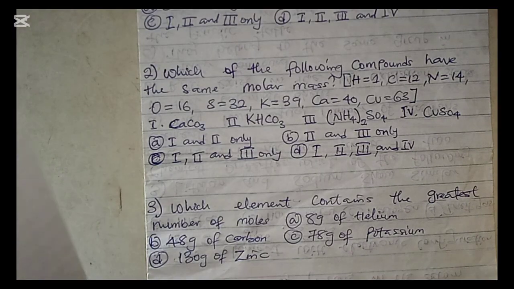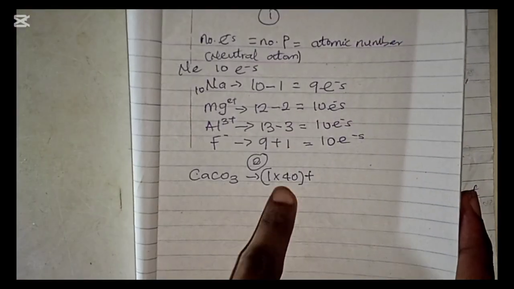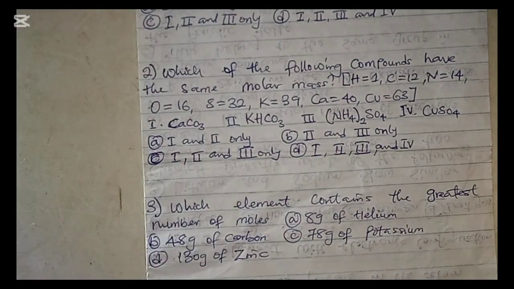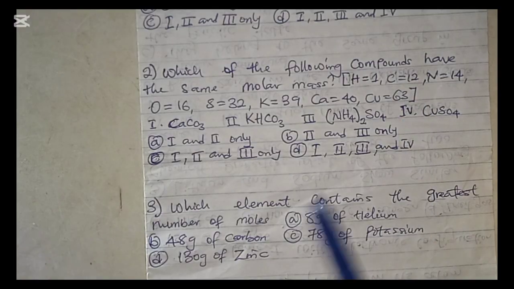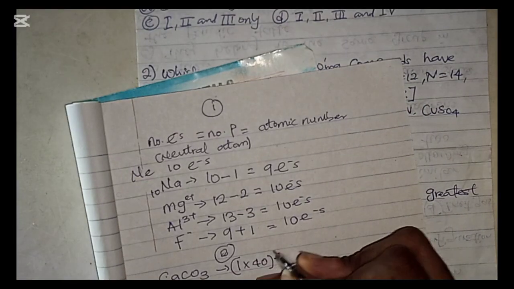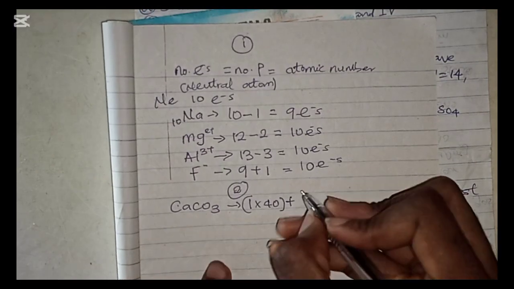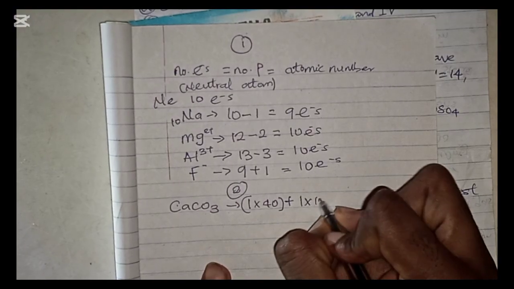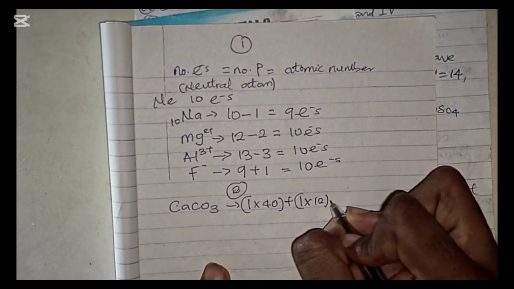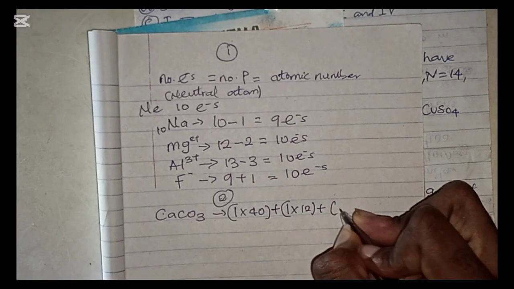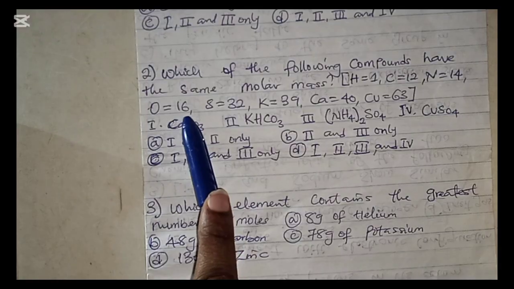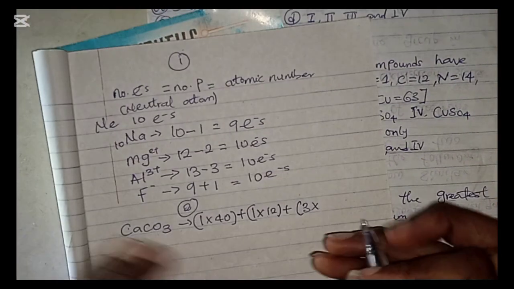Now, since we have calcium to be 40, for carbon, the relative atomic mass is what? 12. You can see it here, 12. Now, how many atoms of carbon do we have here? 1. So we have 1 times 12, plus oxygen. We have 3 atoms, times, if you check, the relative atomic mass to be 16. So 16.